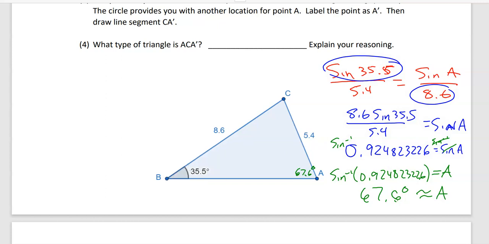So if I would again open up the compass here, open it up to here, and then draw a circle, so an intersect over here, we call that A prime. And the question asked in here, which is problem 4, what kind of triangle is AC A prime? So hopefully you said isosceles, because this length over here is also 5.4. So you have an isosceles triangle.